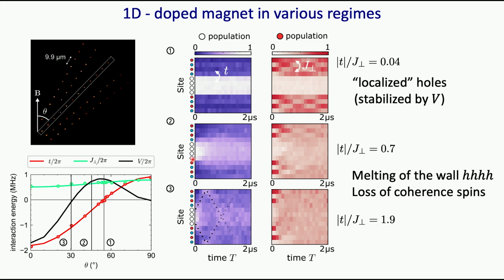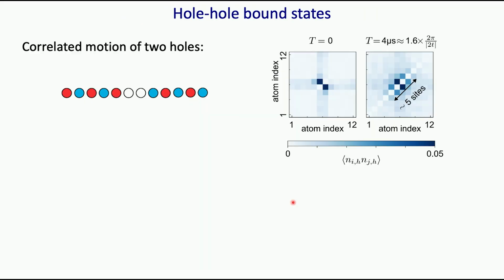Some of the holes actually reach the edge of the chain and bounce back, and at the same time we have nearly no oscillations in the spin sector. So in order to understand this kind of behavior, we will look at what happens with the bounding of 2 holes. Let's do the following experiment where we take a chain of atoms, an antiferromagnetic spin background, and just 2 holes close to each other.